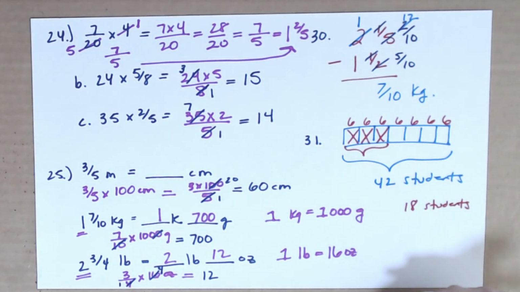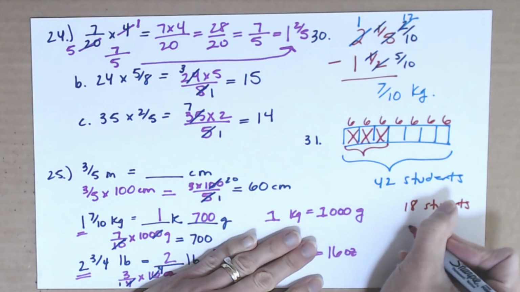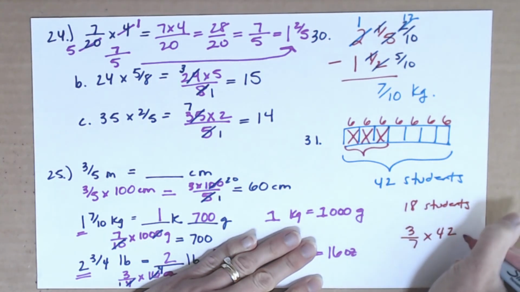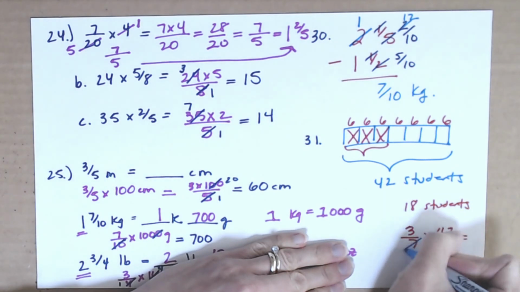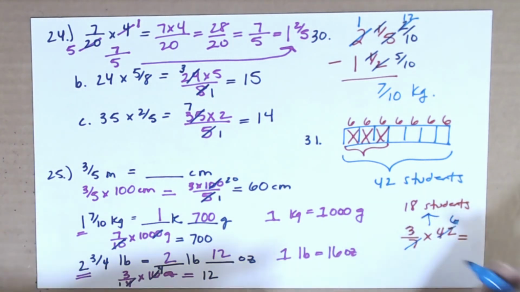Now you could have also done this using fraction multiplication. 3/7 of 42, or 3/7 times 42. And here you could simplify this before you multiply. 7 goes into 42 6 times. 3 times 6 is 18. You get the same answer.